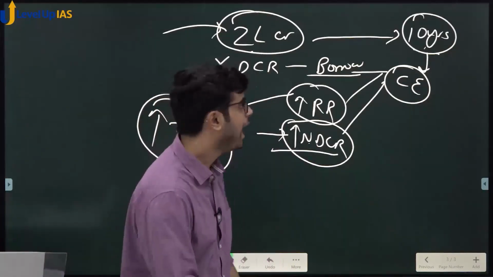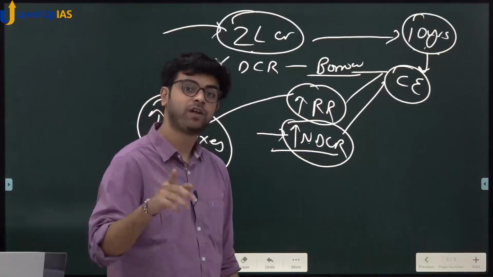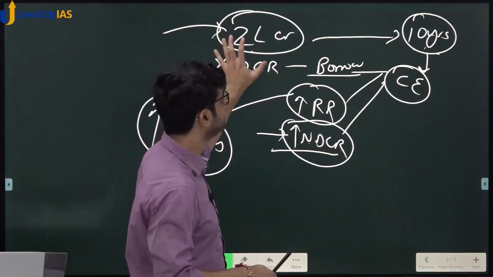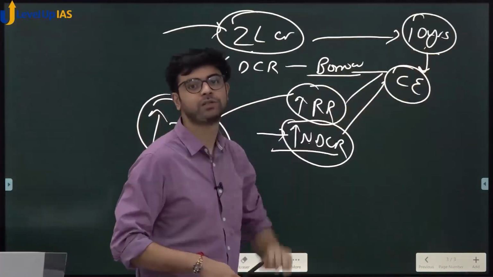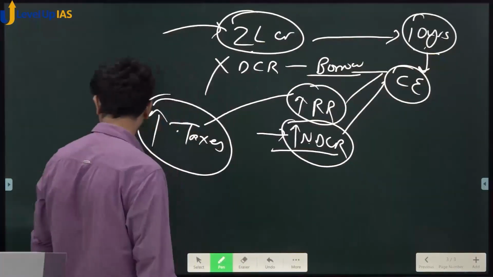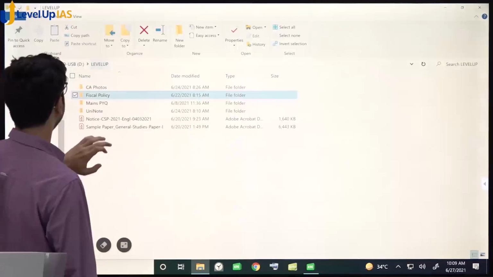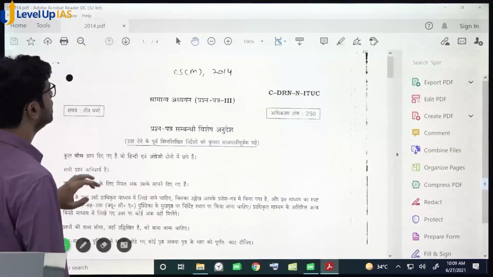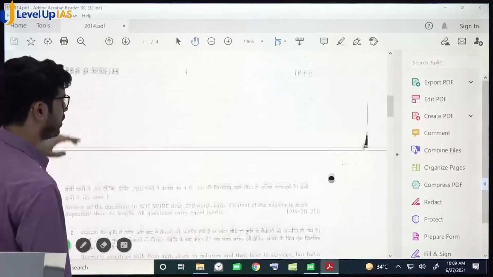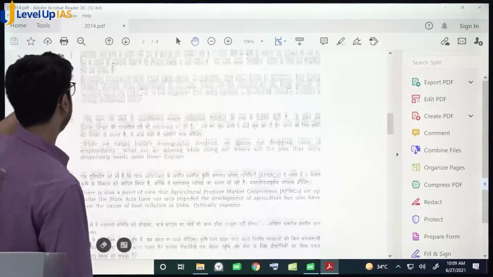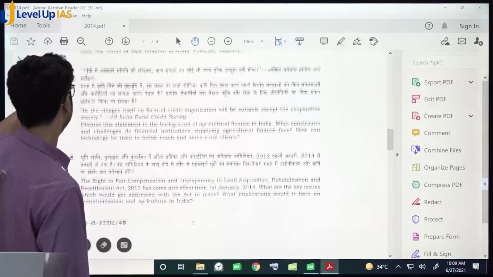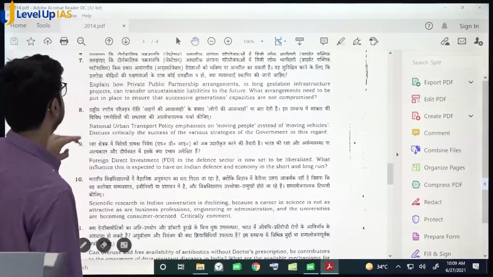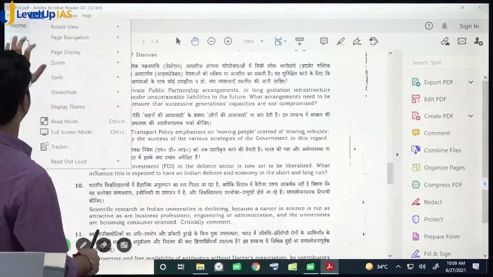Do you realize how? Now notice the language of the question which we saw. Do you realize how unsustainable financial liabilities are given to the future? Okay? I'll just show you the question also. It is very important we revise it. We relate it to the UPSC questions altogether. I remember it was in 2014. See this question.